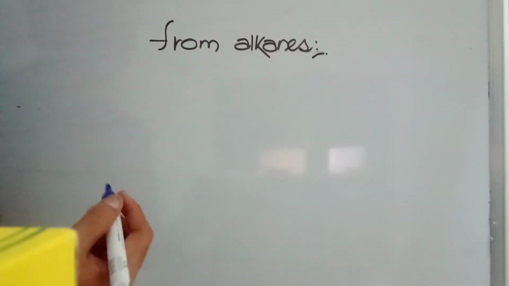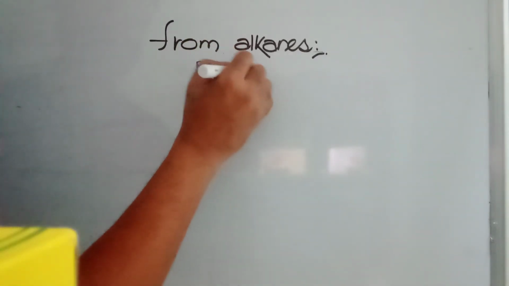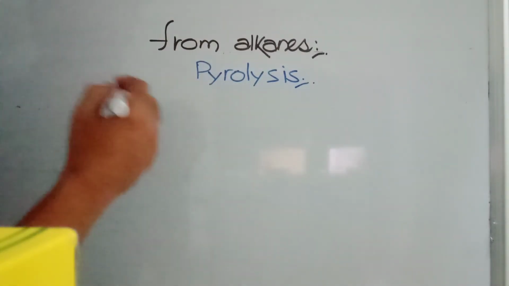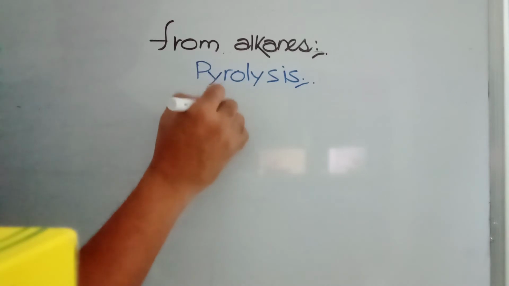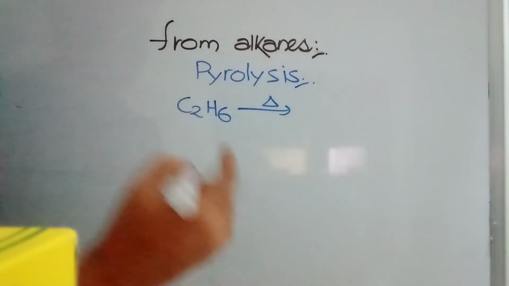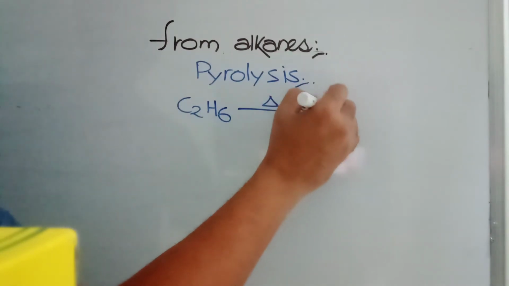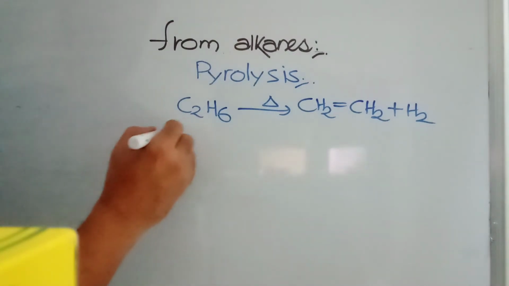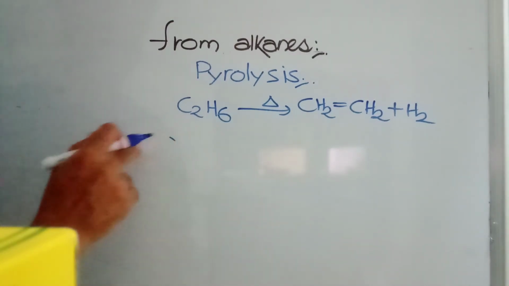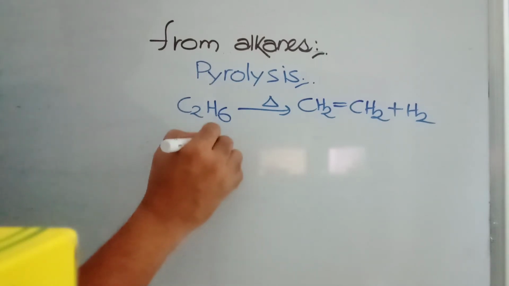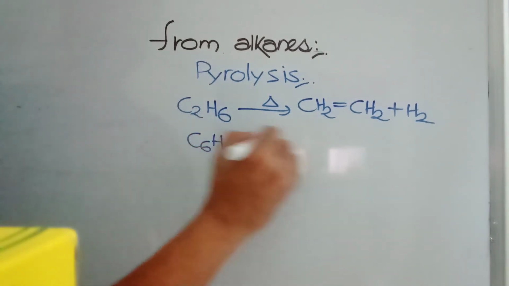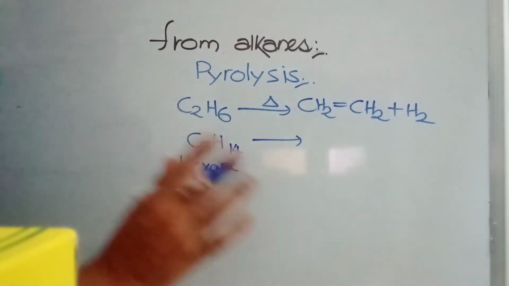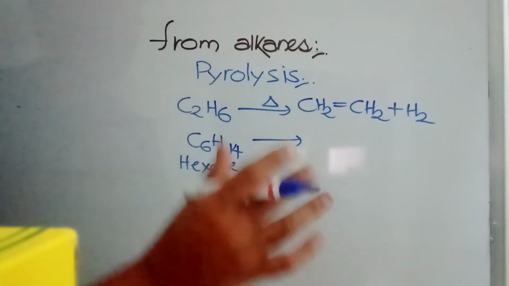Preparation of alkenes from alkanes is generally done by pyrolysis. This is not a very good method because you are getting more than one type of product. For example, C2H6, when heated in the absence of oxygen, is pyrolysis. You will get CH2 double bond CH2 plus hydrogen. And for example, you have hexane. What is the hexane formula? C6H14. Then guess what products are possible here? This is not a good method of preparation of alkenes, but a possibility is there.